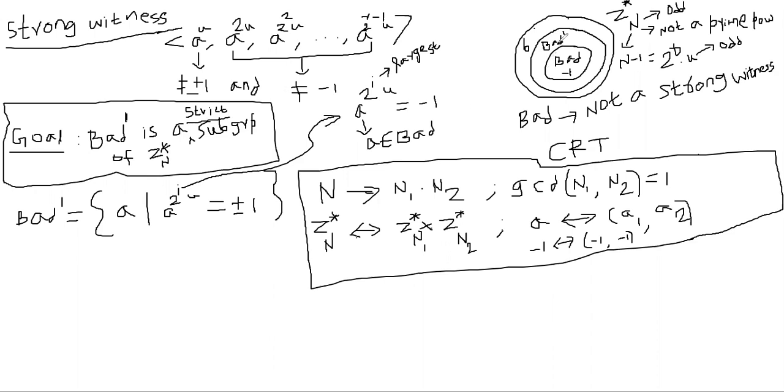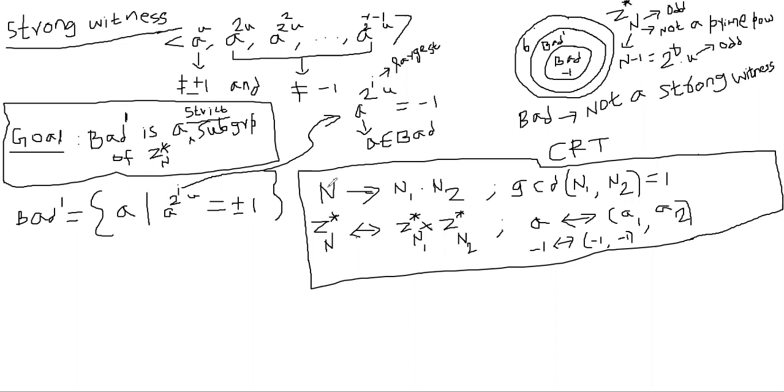In the previous segment, we proved that bad prime is a subgroup of Z star n, but I wanted to show you that it is a strict subgroup, meaning there exists some element in Z star n, say element B, which is not present in bad prime. Okay, that's something we need to prove.